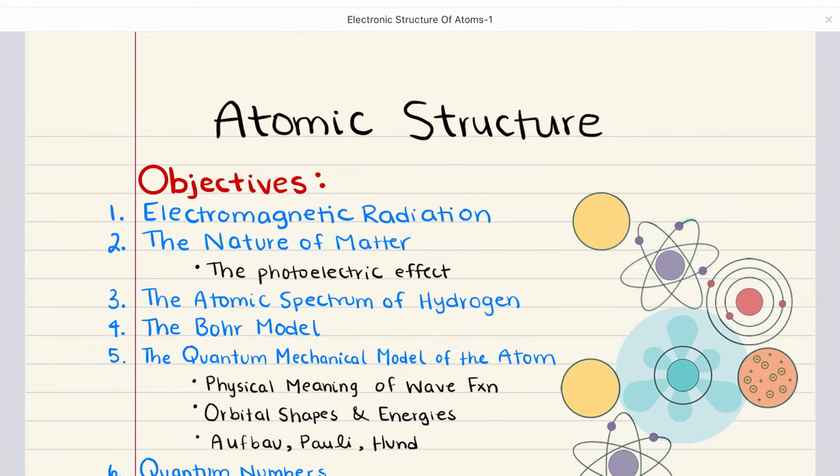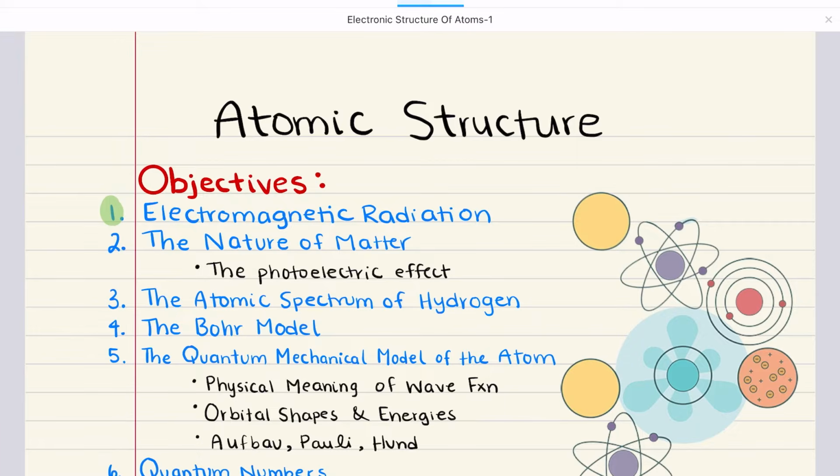Today we're going to be discussing the electronic structure of atoms, and we're going to cover the following objectives. The first objective is titled electromagnetic radiation. We're going to begin by learning about waves and their three characteristics: wavelength, frequency, and speed. And we're also going to cover the electromagnetic spectrum and understand its significance.